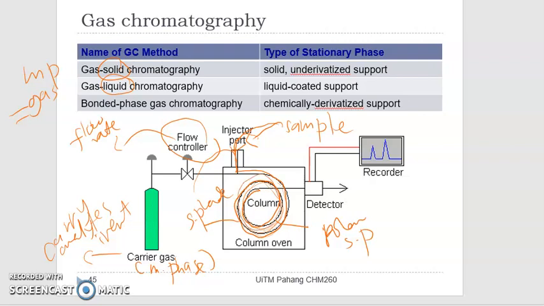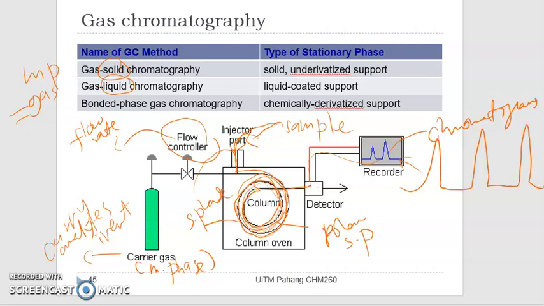Then once partition or separation happens here, it will be eluted and it will be detected here by the detector. And then the detector will give the response or the signal to the recorder to record the signals. Then you are going to get the signals here. So this is chromatograms. So what is chromatograms? You are going to get a series of peaks. Depends on your mixture. If you have 3 analytes in the sample mixture, then you are going to have 3 peaks. And the small peaks lah, the dead time.